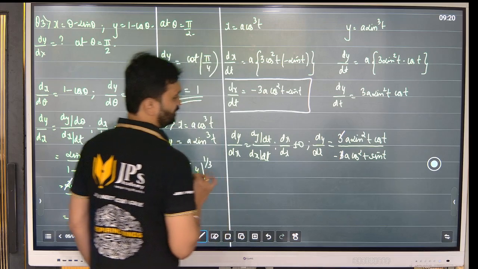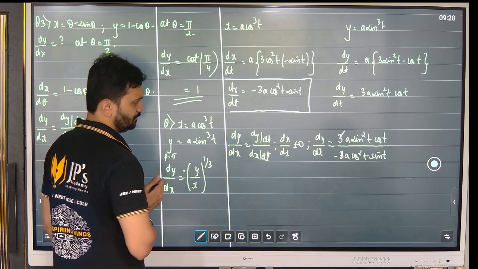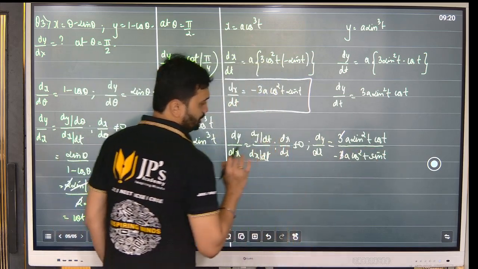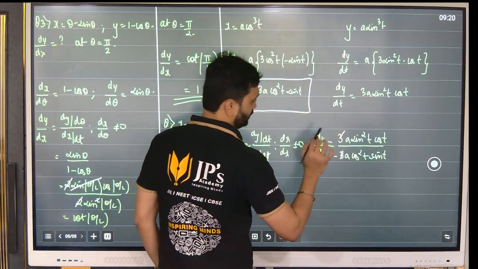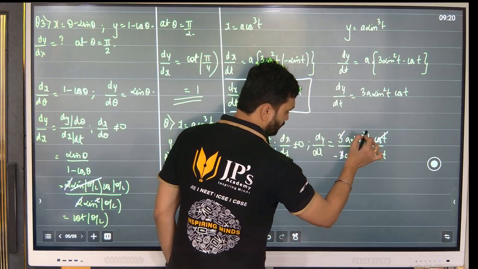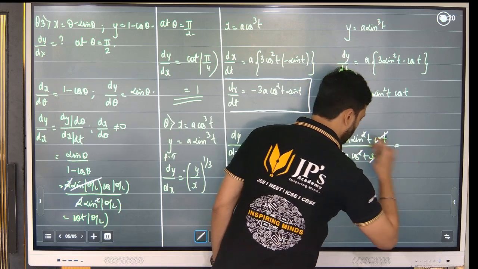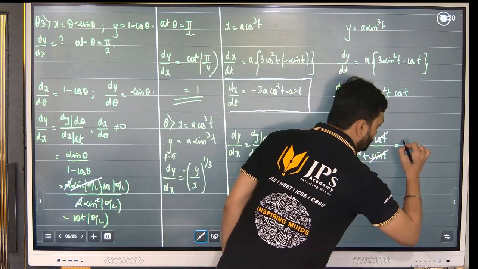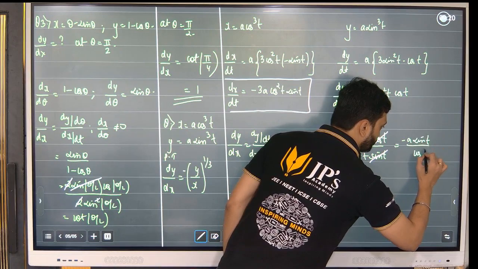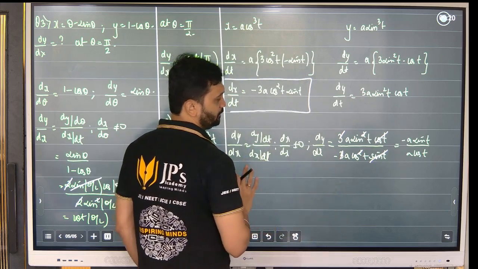all the terms are multiplication. So this is cos square t sin t, this is sin square t cos t. Now if I check carefully, I'll eliminate one cos and one cos, I'll eliminate one sine and one sine. So see what I'm left with. I will get minus a sin t upon a cos t.